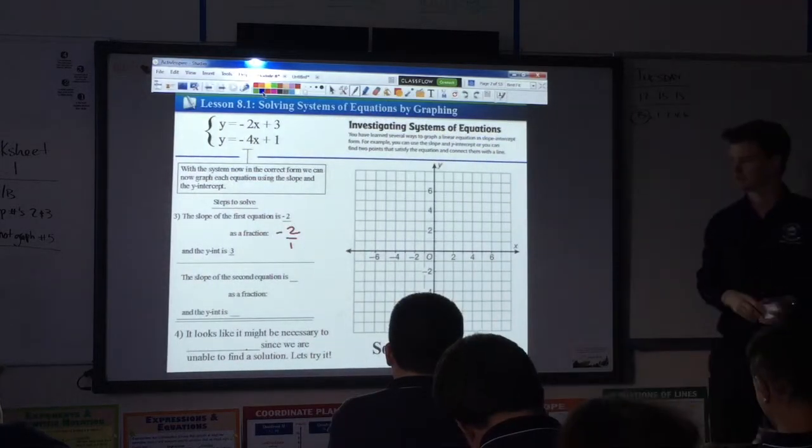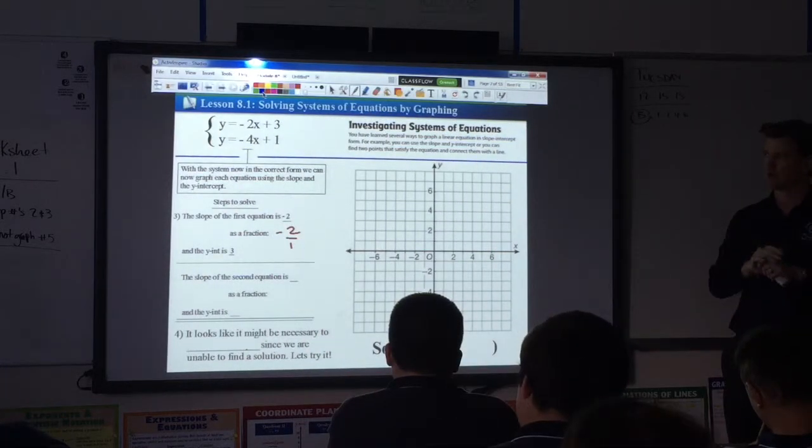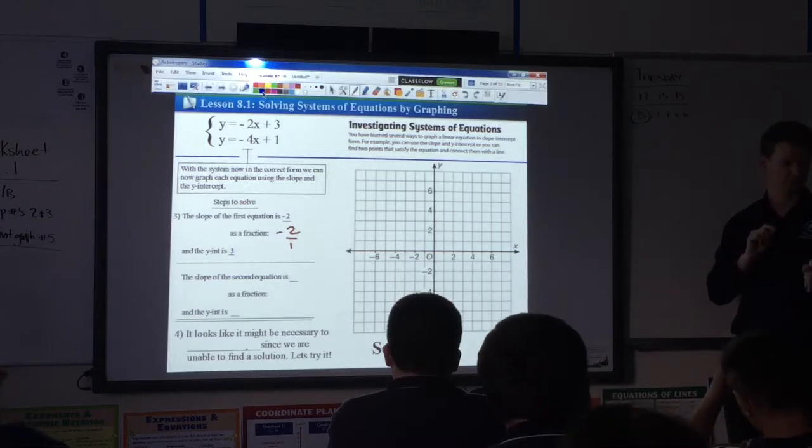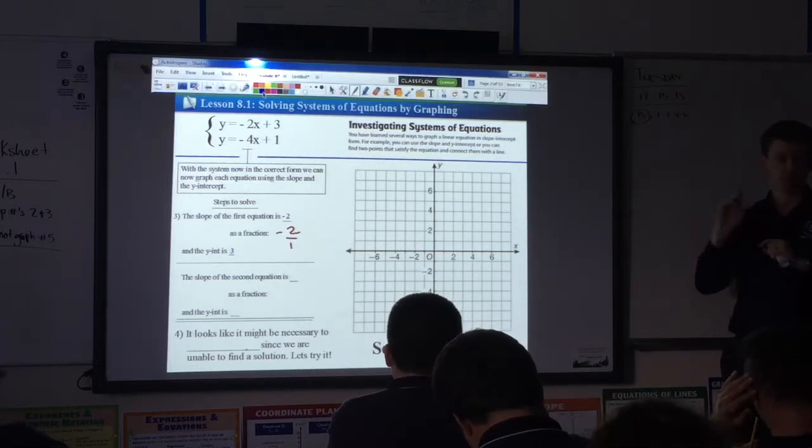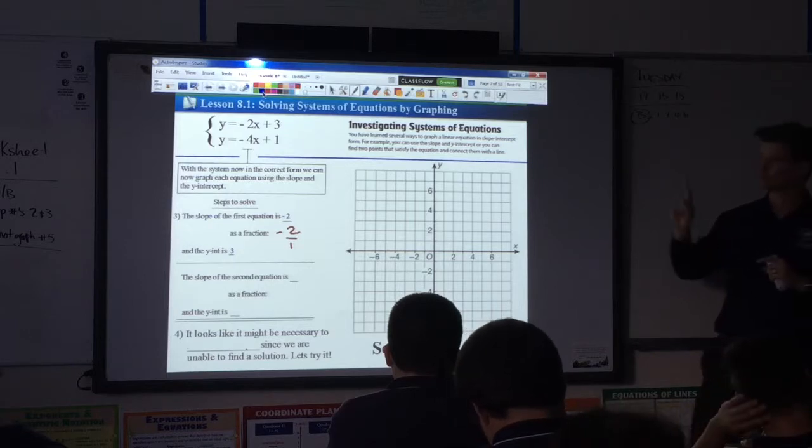Yellow. I go to the origin, tell me, I'm graphing my y-intercept. What am I doing, up, down, left, right? I'm graphing the y-intercept first. Remember, we always graph the y-intercept first. So what's my y-intercept?